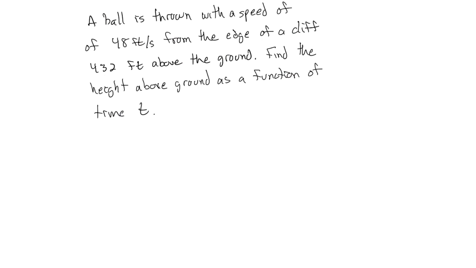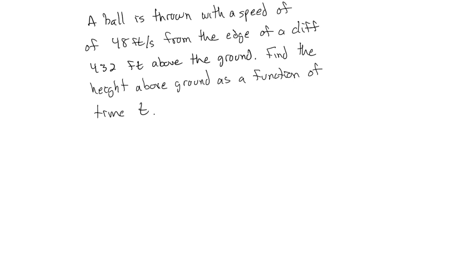So let's take this to a little bit of a higher level now, where we apply our mechanics of antiderivatives to an application. In this problem, we are taking a look at a ball that is thrown upward with a speed of 48 feet per second. We're supposed to have the word upward in there. A ball is thrown upward with a speed of 48 feet per second from the edge of a cliff that is 432 feet above the ground. Now find the height above the ground as a function of time t.